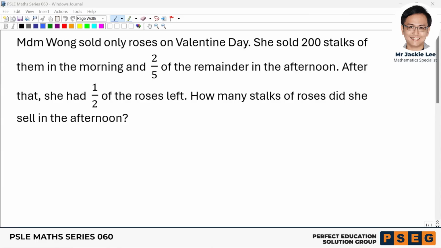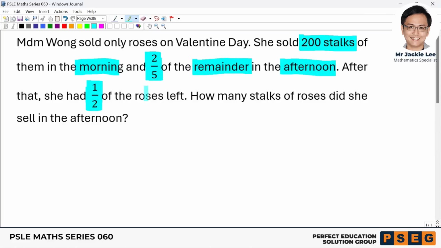Okay, here we go. Madam Wong is selling these roses. She sold 200 stalks of rose in the morning. Then after that, 2/5 of the remainder, take note, in the afternoon. Then she realized that she still has half of the roses left behind. So the question is simply asking how many roses she sold in the afternoon. Okay, so now let's get started with this.